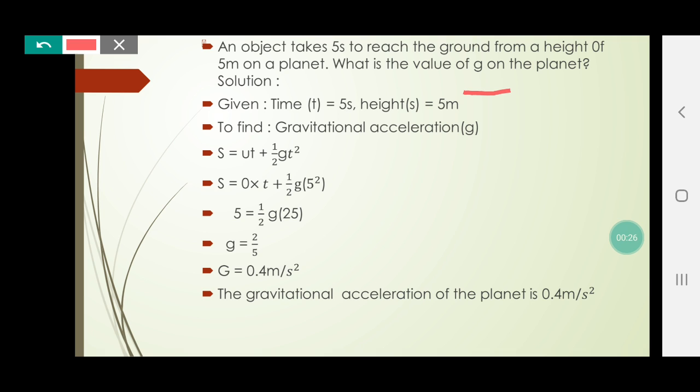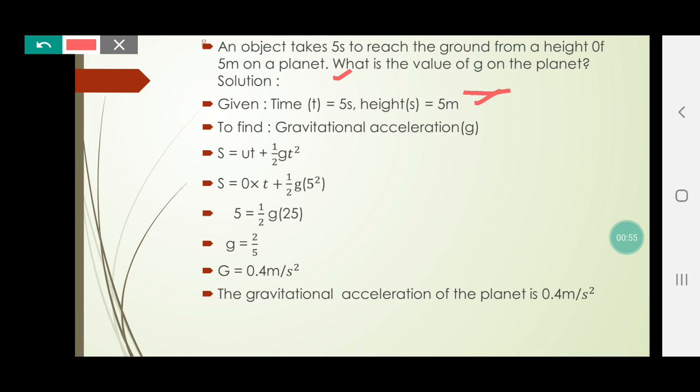An object takes 5 seconds to reach the ground from the height of 5 meters. Here the value of s is given to us as 5 meters, and time is given to us, that is 5 seconds. Now what do we have to find out? What will be the value of g on the planet? So the value of g is to be calculated.